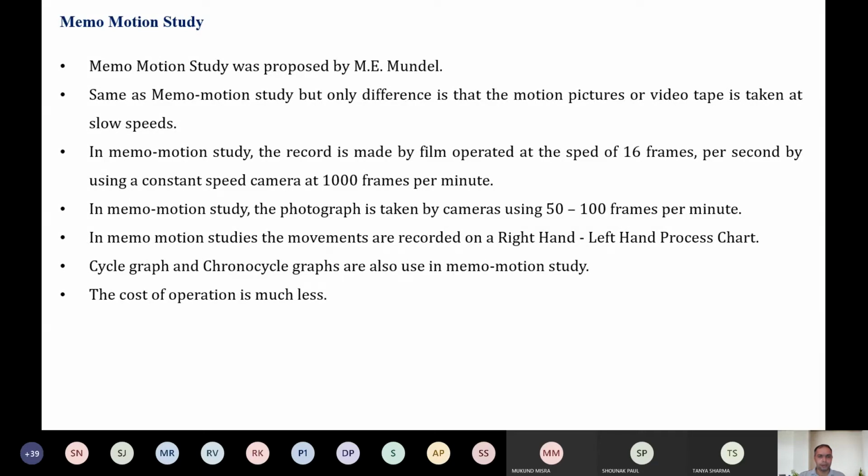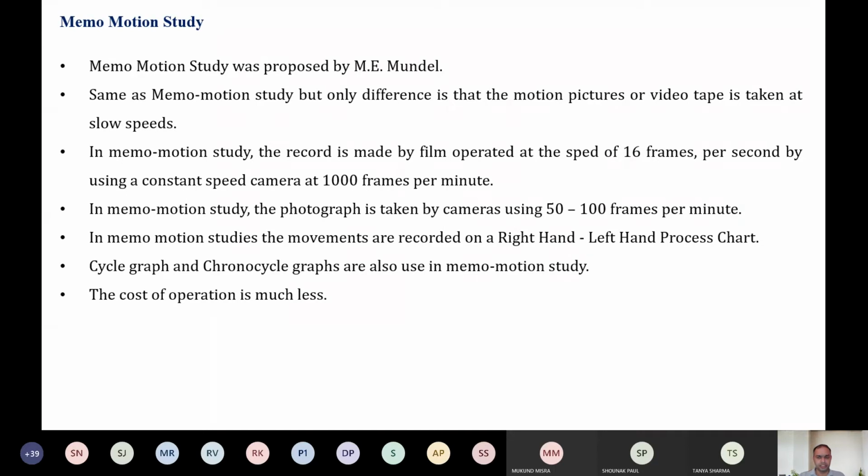In micro motion study, they record around 16 frames per second. Sorry, here it should be micro; I should change this. So in micro motion study, they record the videos at 16 frames per second. I'm not good at this photography; if someone is good, you can explain it to me. So in micro motion study, they are recording 16 frames per second.